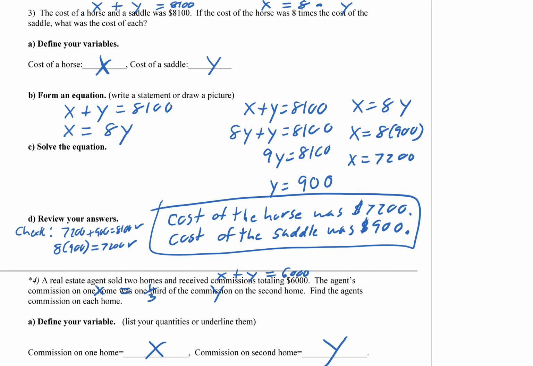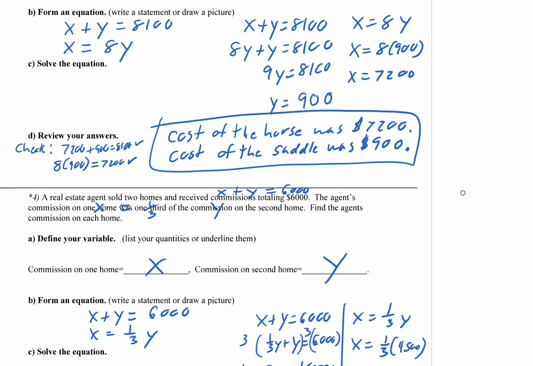Okay, and here are the answers. So obviously x and y, and so your equations should have been x plus y equals 8100, and x equals 8 times y. That's what it says. The horse was 8 times the y, the cost of the saddle. Solving the equations, you should have got $7,200 for the horse and $900 for the saddle.